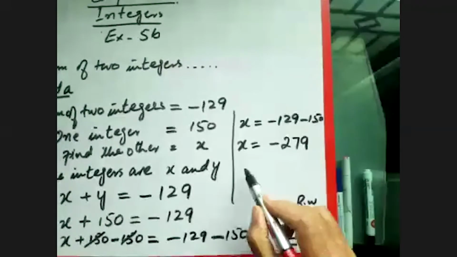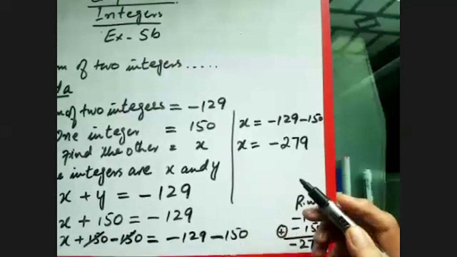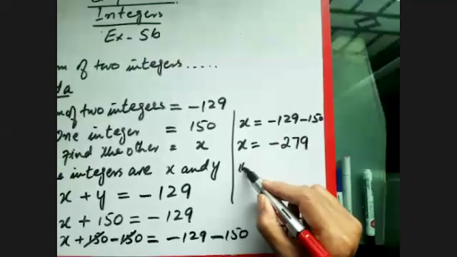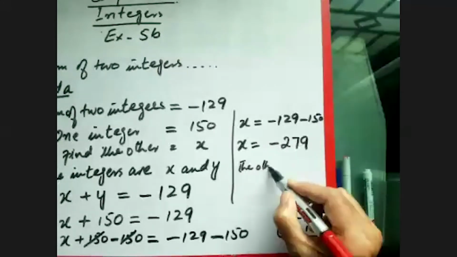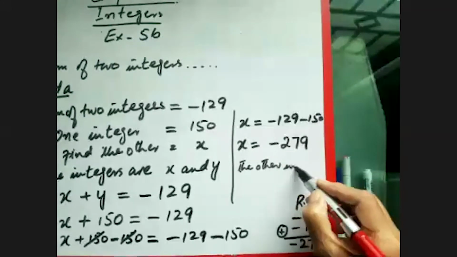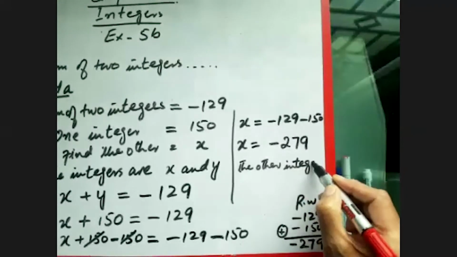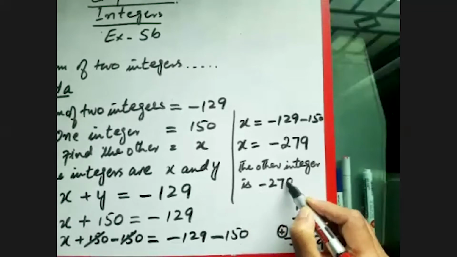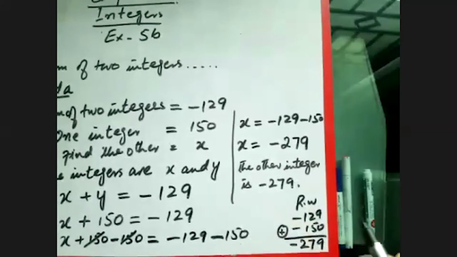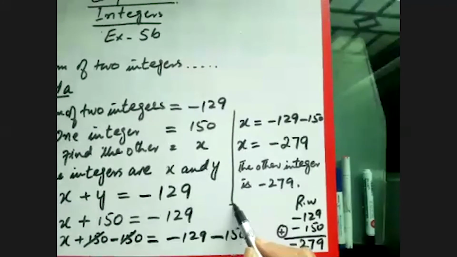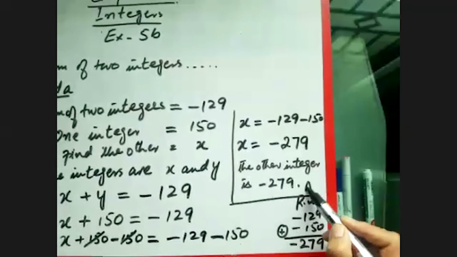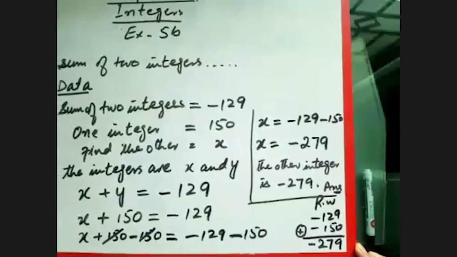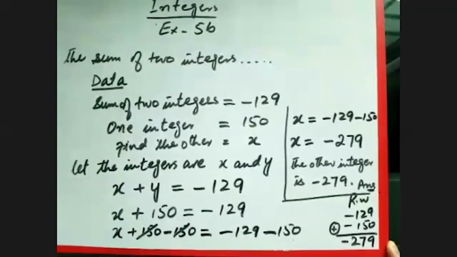So the value of x is this. You can say this problem is solved. Write down the statement that the other integer is minus 279. You can check your answer. This is the answer to the third part question. Do the question like this.